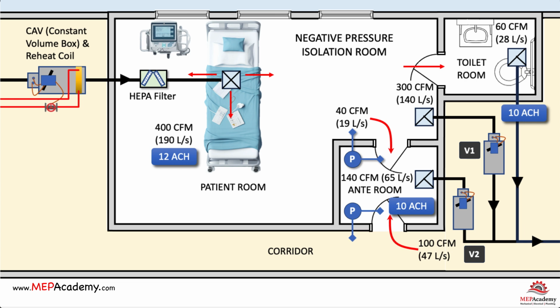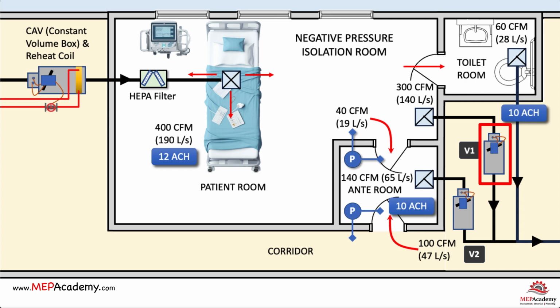Exhaust valve V2 is added to the ante room to pull air in from the corridor and the patient room, providing an additional barrier to contamination when entering or exiting the room. The ante room is provided with 10 air changes per hour to create a negative pressure. Valve V1 will maintain the proper pressure differential.